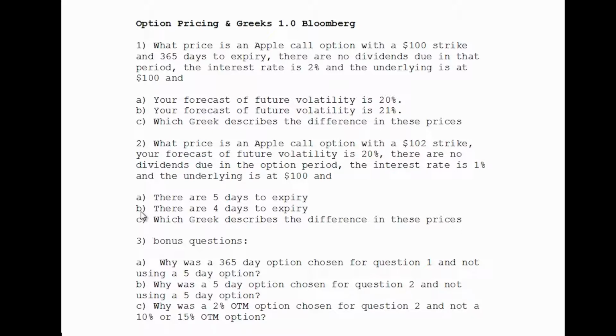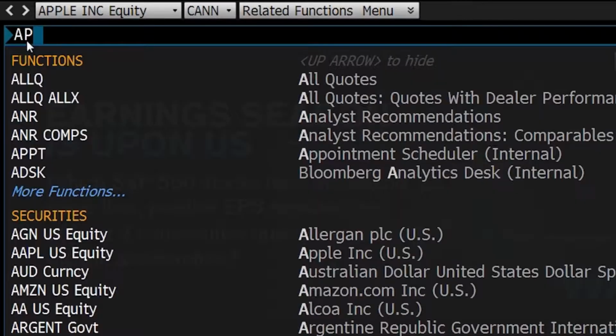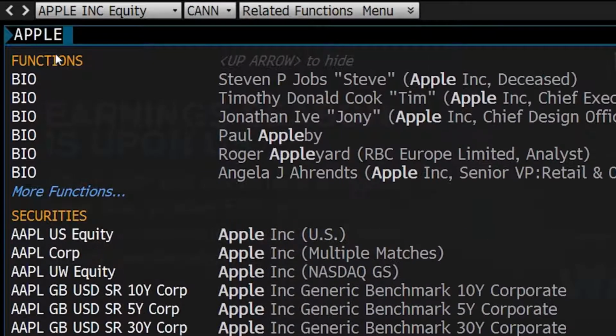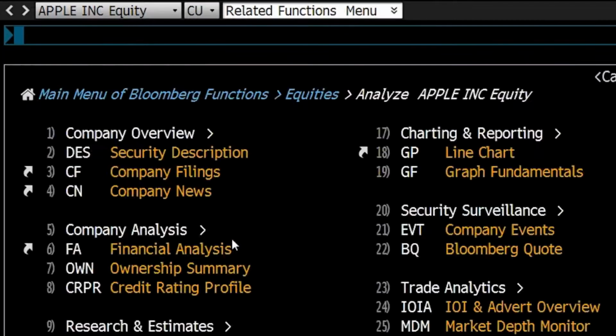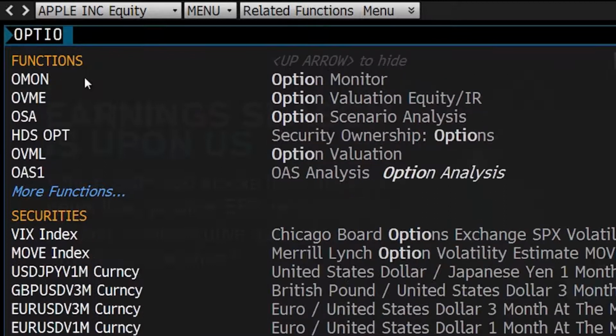You can see the three questions in front of you, which we're going to answer today using the Bloomberg function. You should have your own copy of these three questions. Depending on your starting point of the Bloomberg page, you can always type the word Apple to bring in the security. So we now have the Apple security loaded, you see.